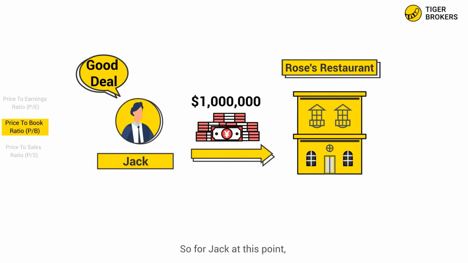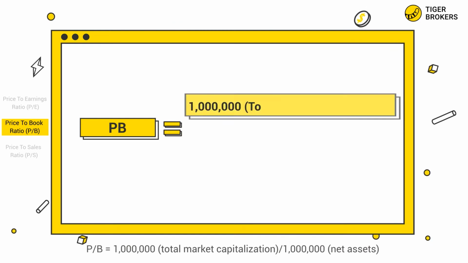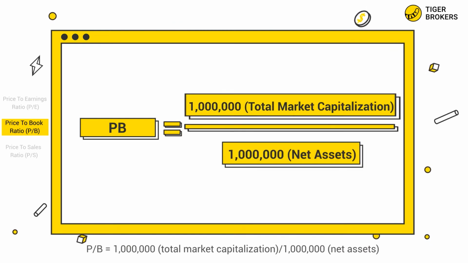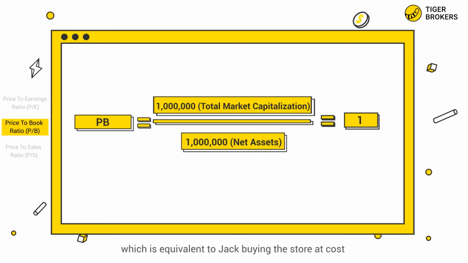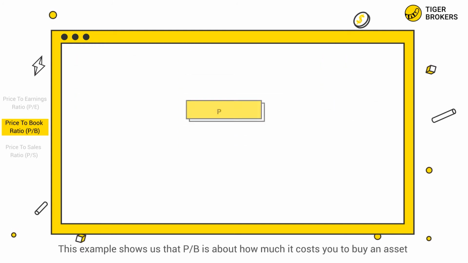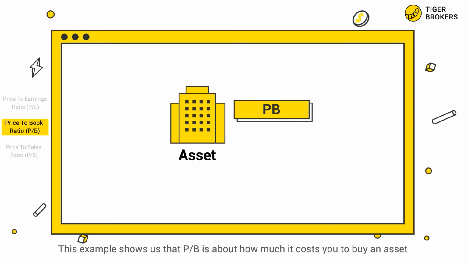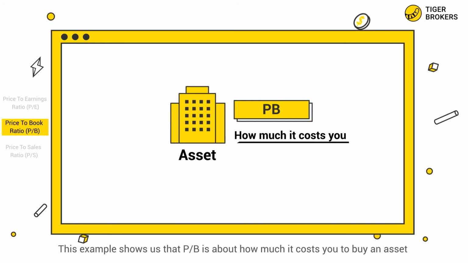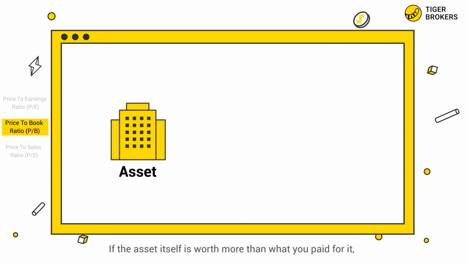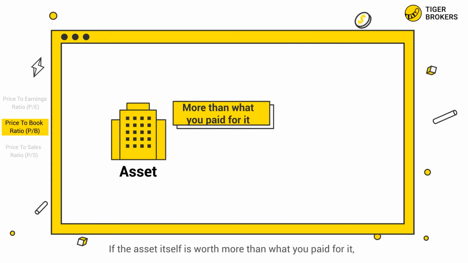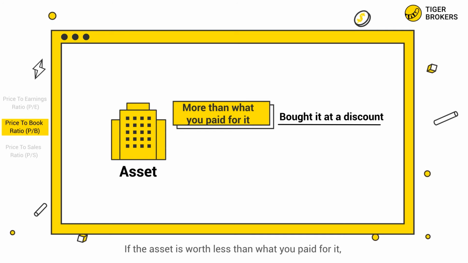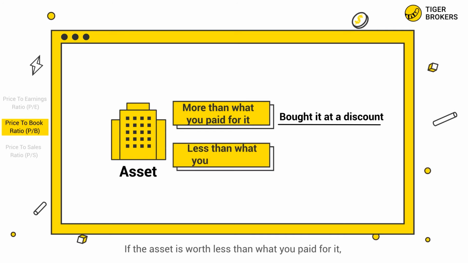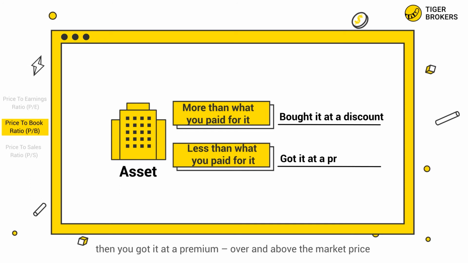So for Jack at this point, PB equals 1 million divided by 1 million. This works out to be a PB of 1, which is equivalent to Jack buying the store at cost. This example shows us that PB is about how much it costs you to buy an asset. If the asset itself is worth more than what you paid for it, then you bought it at a discount and got yourself a bargain. If the asset is worth less than what you paid for it, then you got it at a premium, over and above the market price.